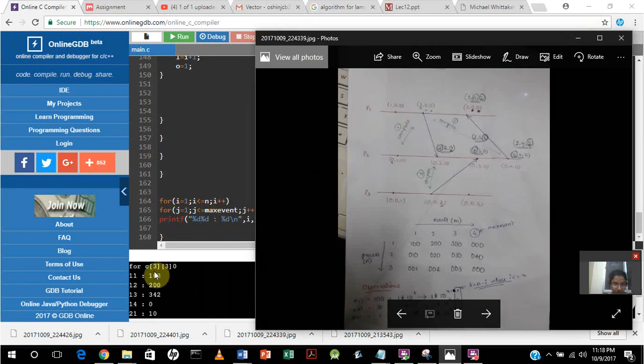So E11 must be 100, which is 100 here. E12 is 200, which is 200 here. E13 is 342, which is 342 here, and there is no E14, which is why it's showing 0. E21 is 010, which is being shown as 10.